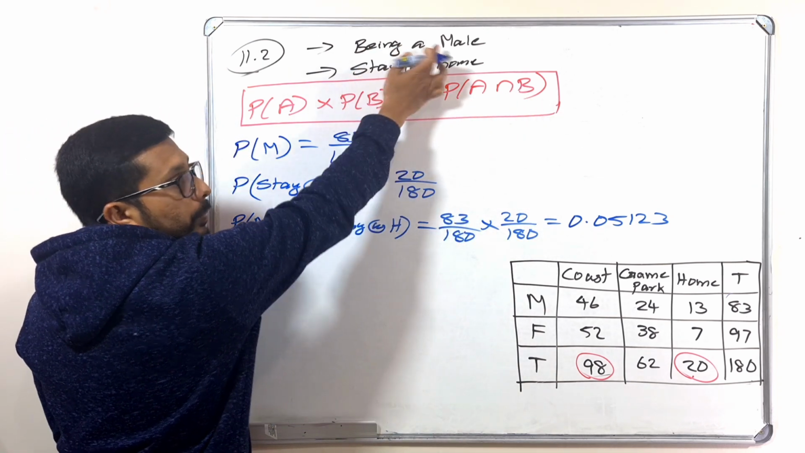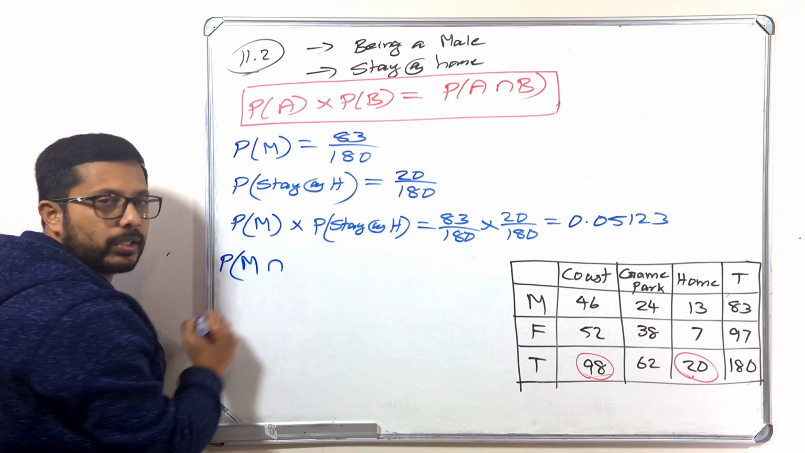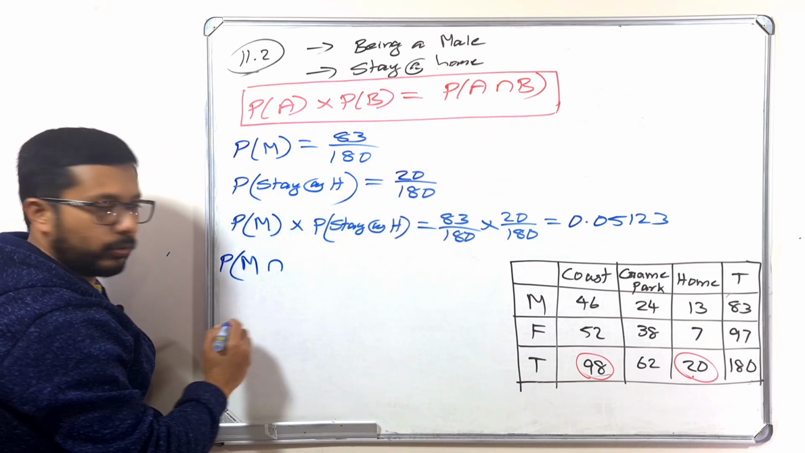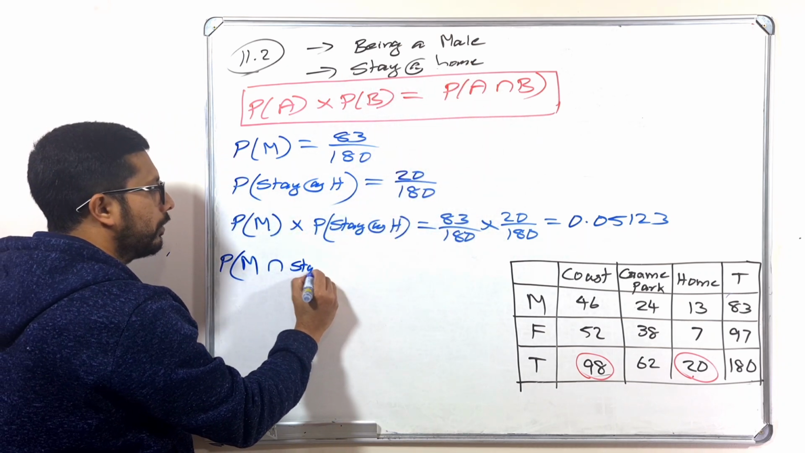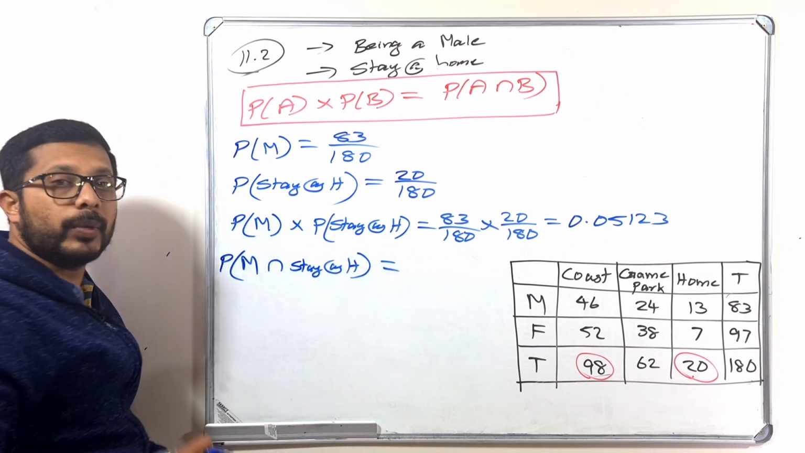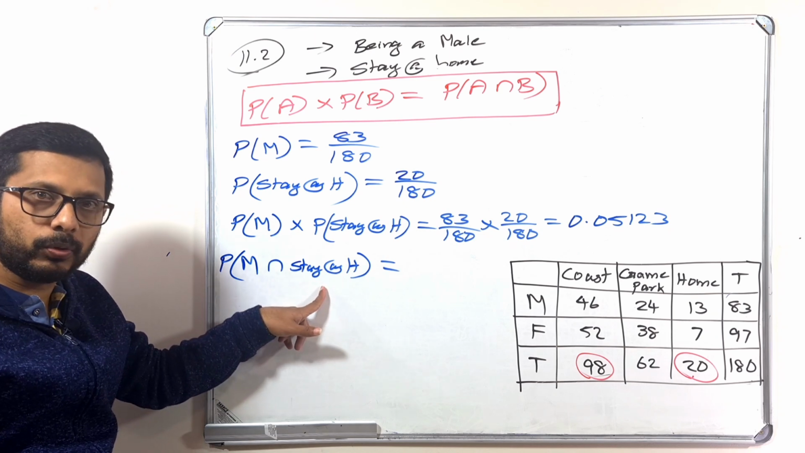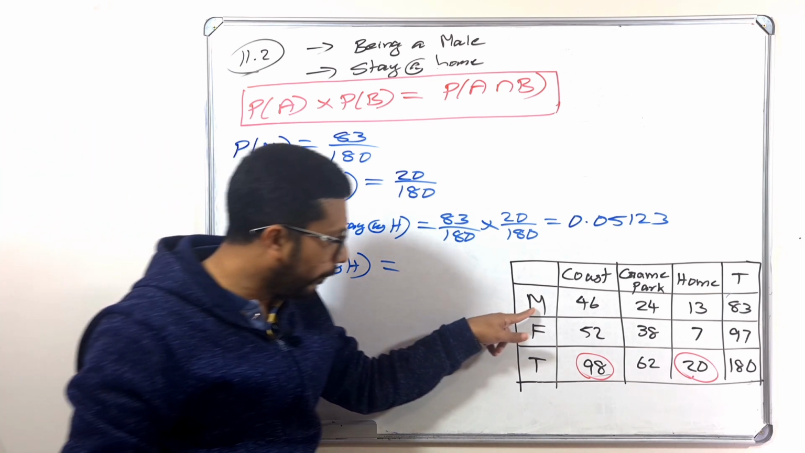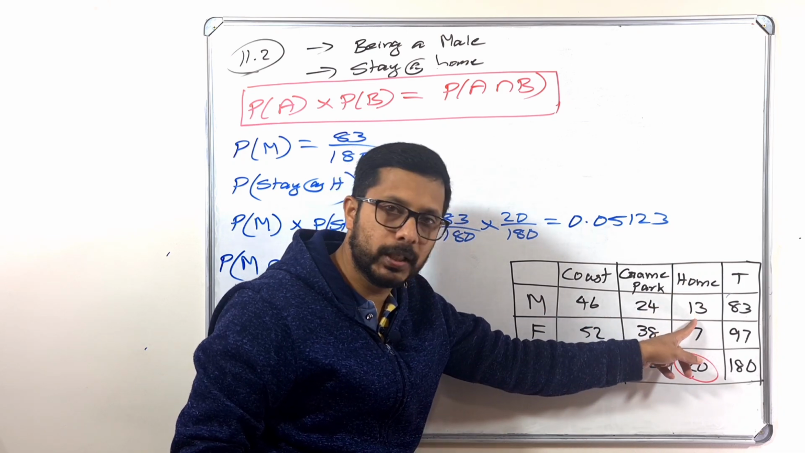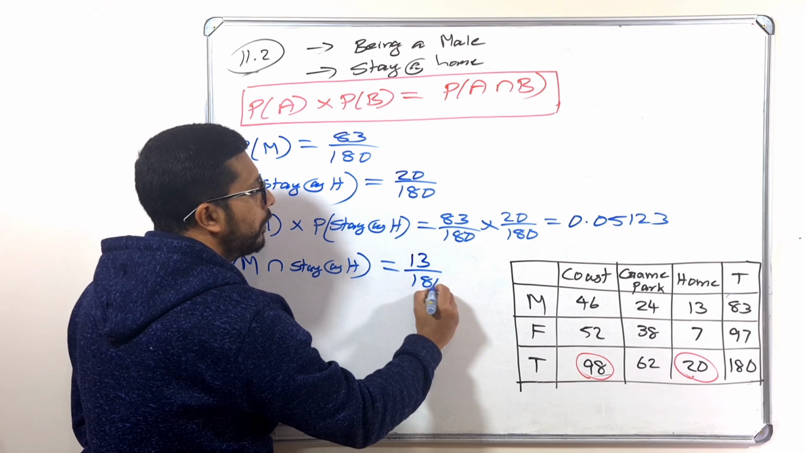So probability of A intersection B means the probability of event A, in our case being a male, intersection B, in our case it is stay at home. So it must be both common, must be a male and stay at home. How many people are there? Male stay at home 13. That means 13 over 180.